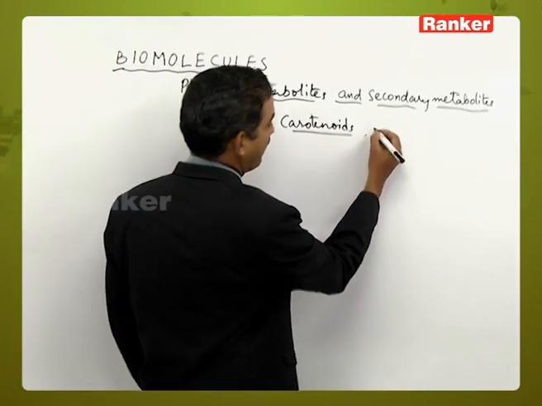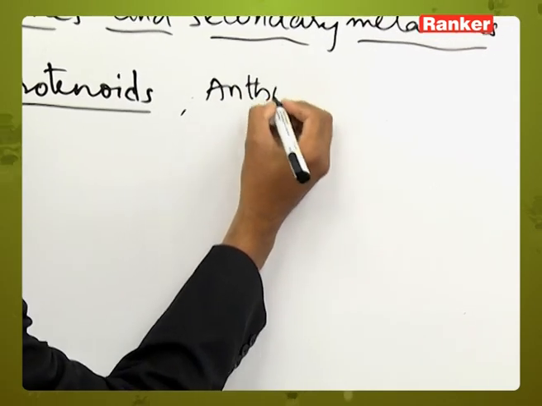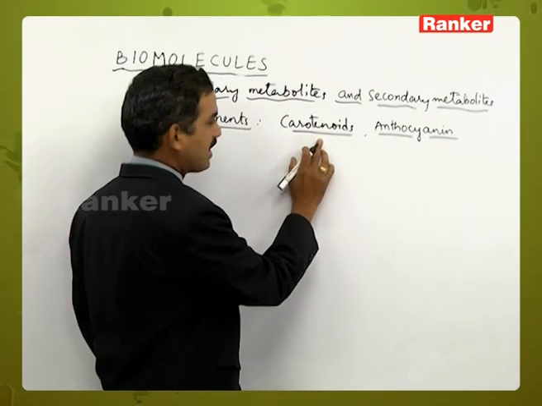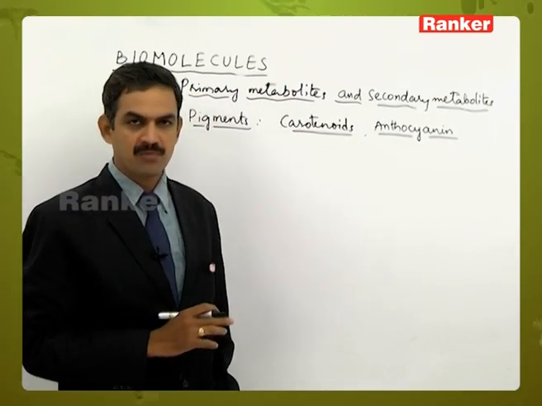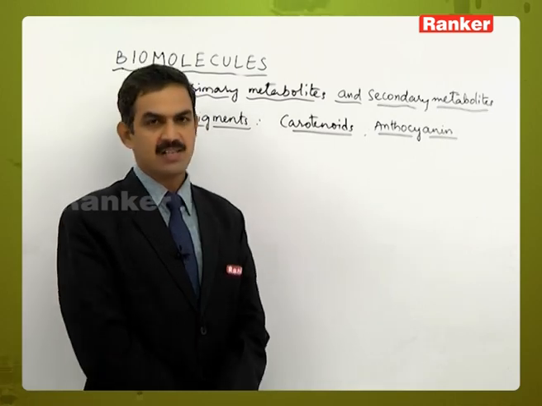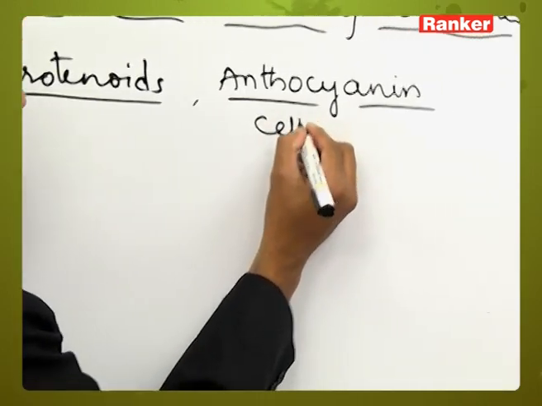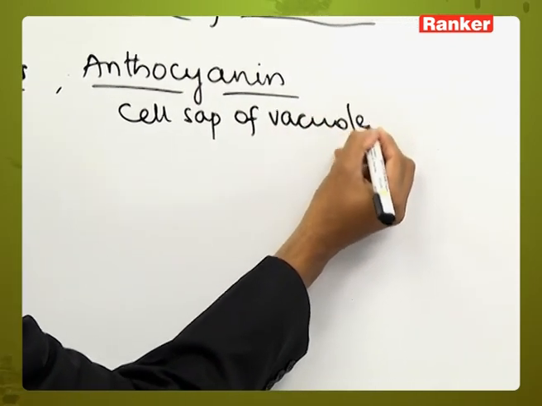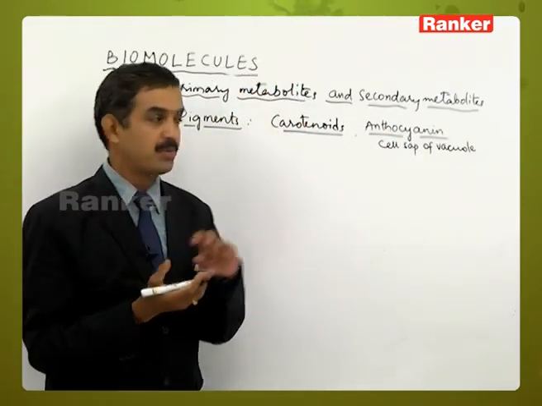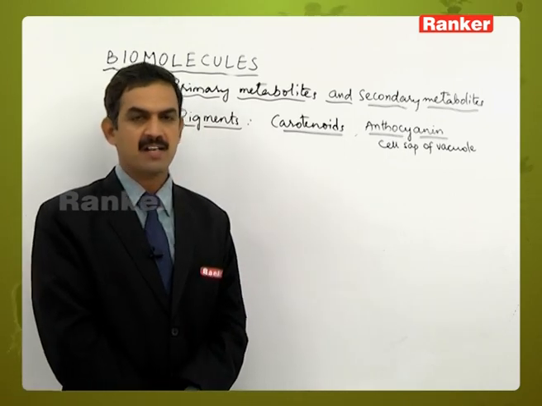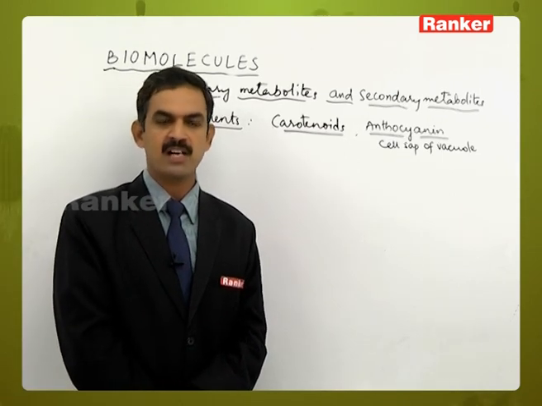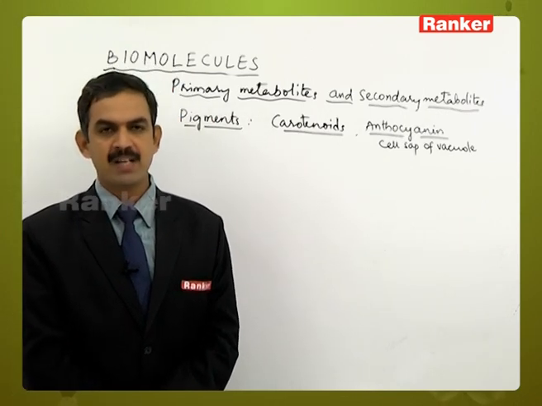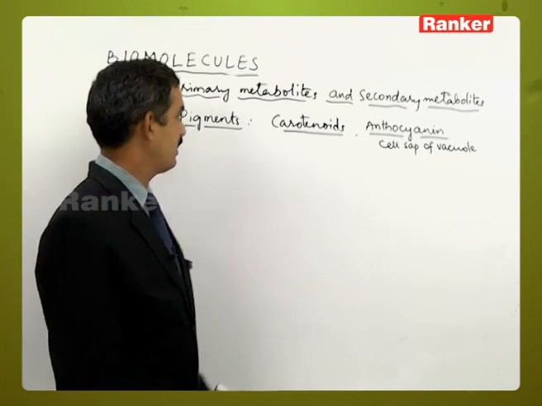Then apart from that, anthocyanin. Carotenoids are present in the thylakoid membrane of the chloroplast, but anthocyanin is present in the cell sap of the vacuole, and based on the pH of the cell sap, the anthocyanin will provide different colors like red, blue, violet or purple to the petals, which will help in attracting the insects.